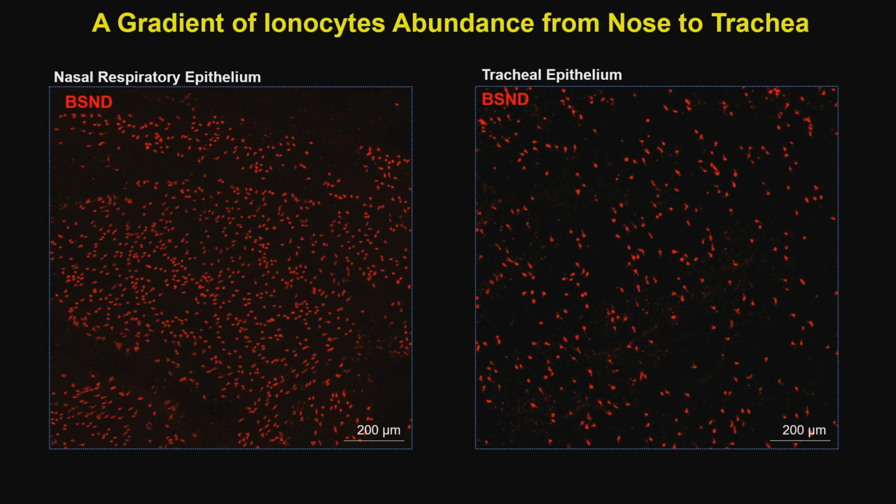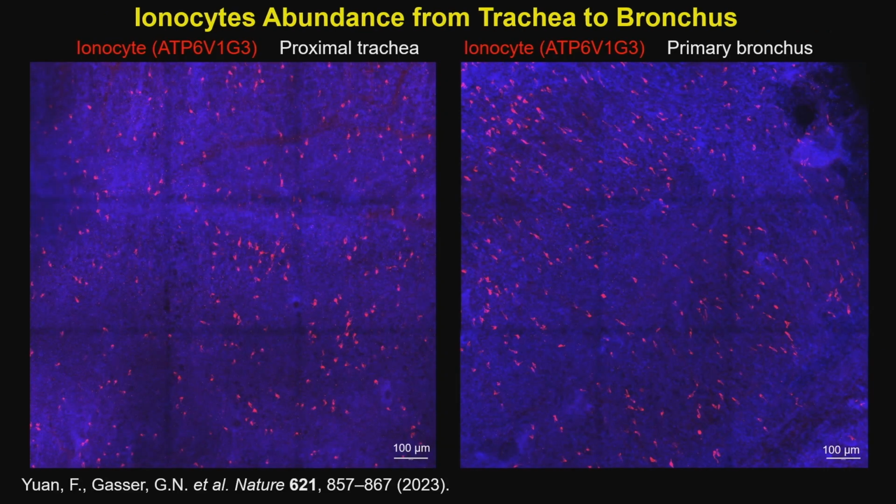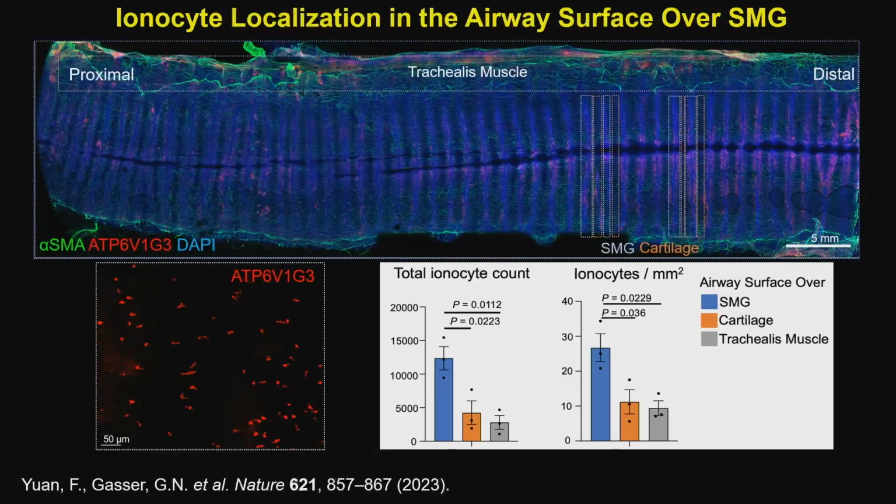Next we got into quantification. We found that BSND-positive ionocytes per square millimeter in nasal epithelium showed a much higher ionocyte density compared to tracheal epithelium. Then we moved on to the proximal trachea and the primary bronchus. Here we used another ionocyte marker, ATP6V1G3. What we found is that they show pretty similar ionocyte density when comparing proximal trachea to the primary bronchus.